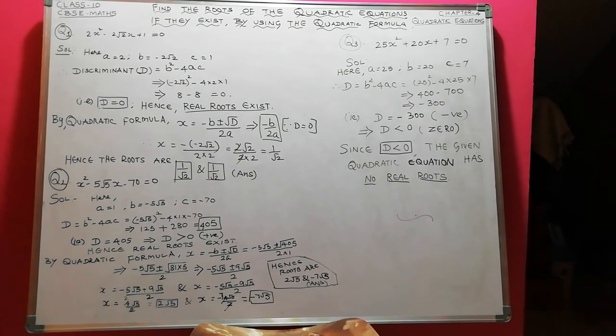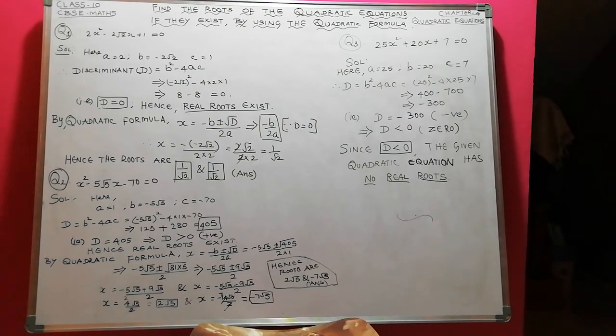Okay. Next, question number 3. 25x squared plus 20x plus 7 equal to 0. Okay. Now, as usual, we have to list down the values of A, B, C. A equal to 25, B equal to 20 and C equal to 7. So, now let us calculate the value of the discriminant D. D equal to B squared minus 4AC. B squared is 20 squared minus 4 into A is 25, C is 7.